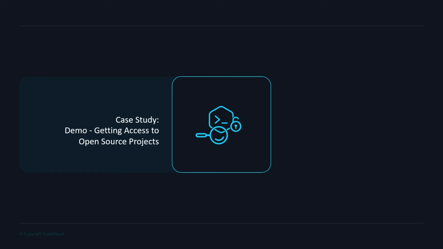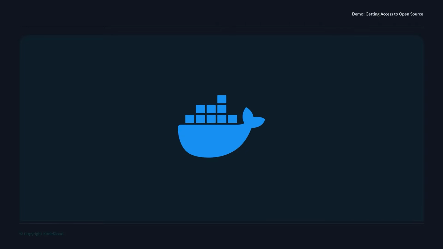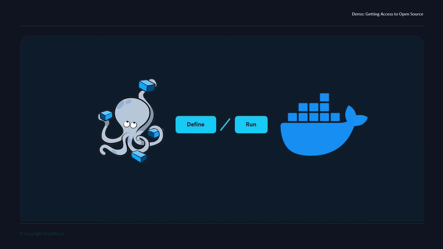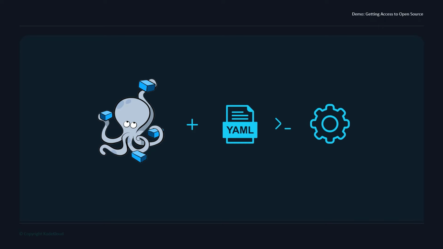Welcome to the first demo of the course. In this demo, we are going to browse through one of the popular open source software projects and figure out how to get access to the source code. You might have heard about Docker. Docker is an open source platform for building, deploying, and managing containerized applications. Compose is a tool that helps you define and run multi-container Docker applications. With Compose, you can use a YAML file to configure your application's services. Then, with a single command, you can create and start all the services from your configuration.